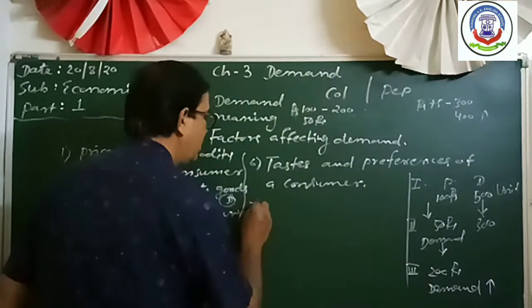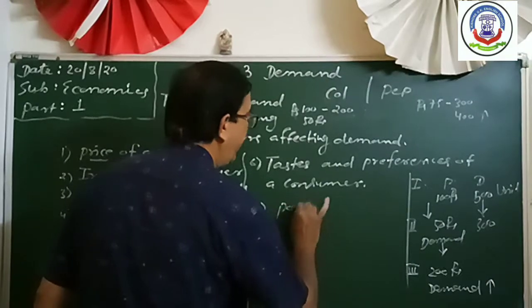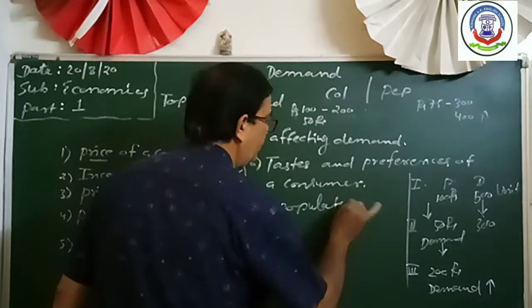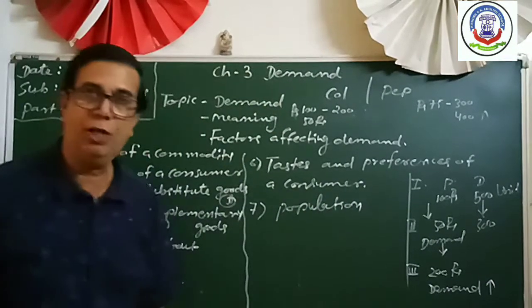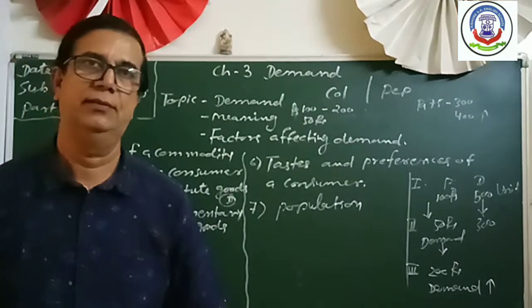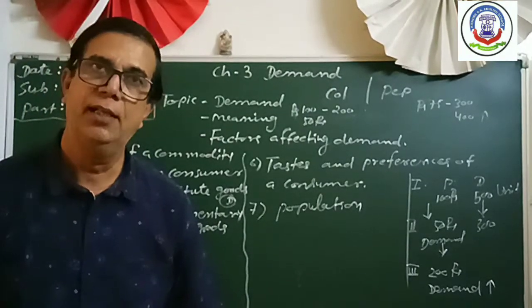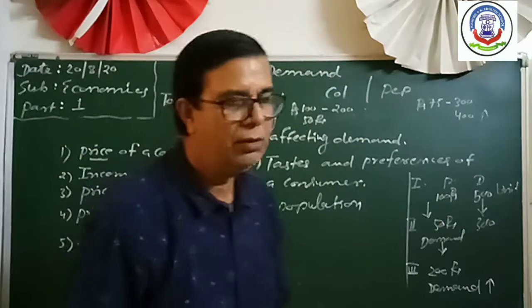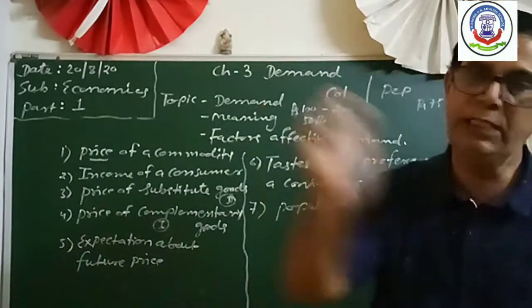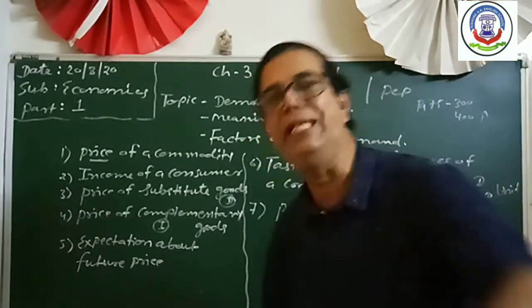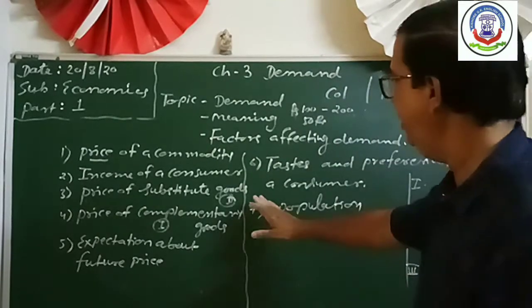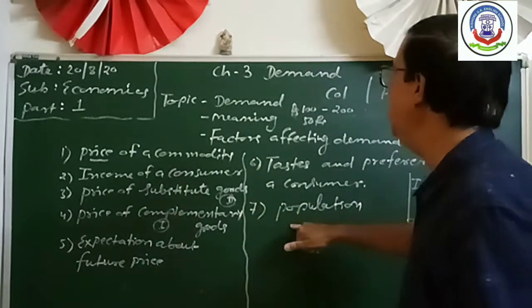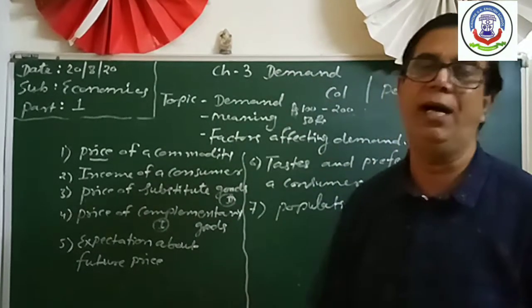After that, number seven, population. Population also affects demand. If there is more population, there is more demand; less population, less demand. So there is a direct relationship between population and demand.